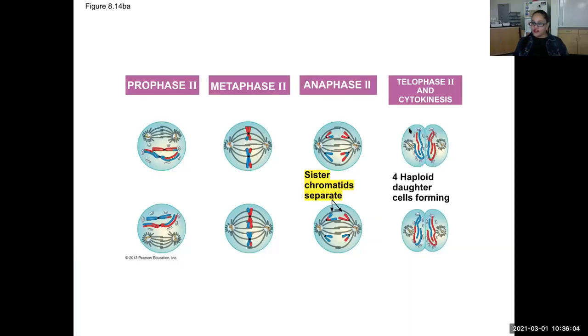And again, this is just another overview. This is round 2: prophase 2, metaphase 2, anaphase 2, and it's highlighted, the difference. Sister chromatids separate. And then telophase 2 and cytokinesis. You end up with 4 haploid daughter cells.